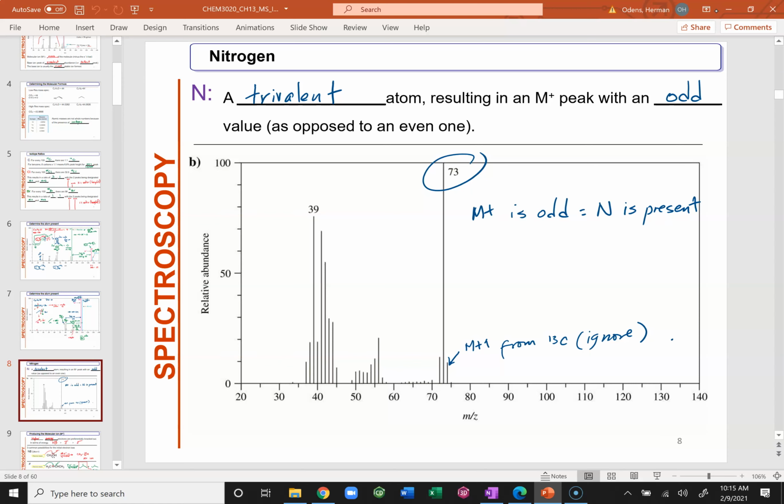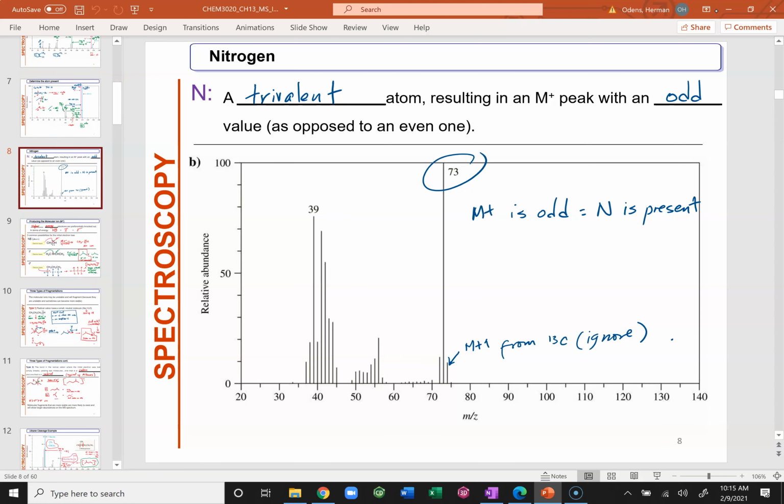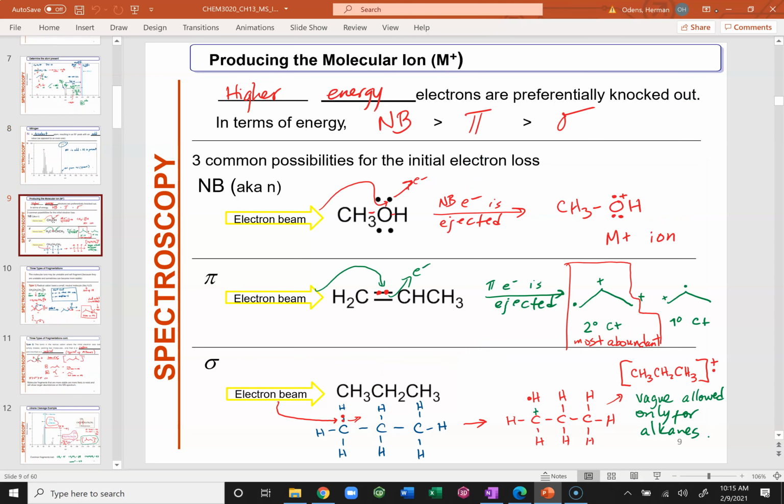Actually, one atom of nitrogen will give you an odd number. Whenever you see an odd number present, you are dealing with a nitrogen. That's a really good cue to figure out when you're doing unknowns. And I think I'm getting close to my stopping time here.